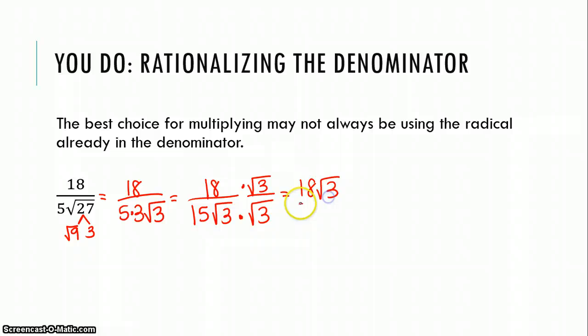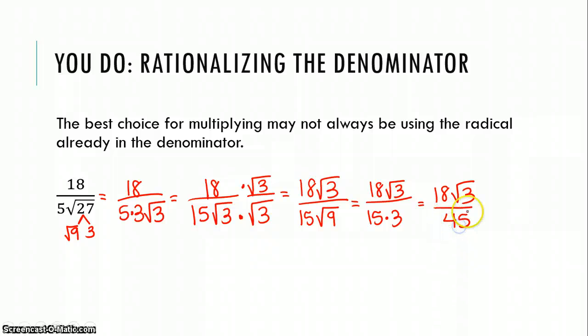So I need to multiply both numerator and denominator by root 3. So the numerator becomes 18 root 3, and the denominator becomes 15 root 9. So 18 root 3 over 15 times 3 is 18 root 3 over 45. And the last thing, I want to make sure this 18 and this 45 have a common factor. I can divide both of those by 3. Actually, I can divide those by more than 3. I can actually divide both of those by 9. So simplifying that fraction becomes 2 root 3 over 5.